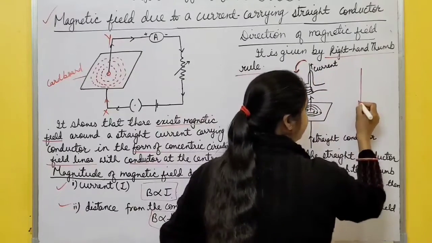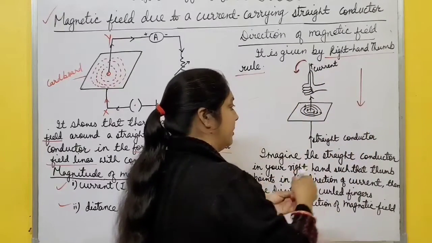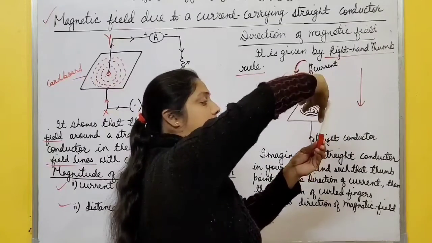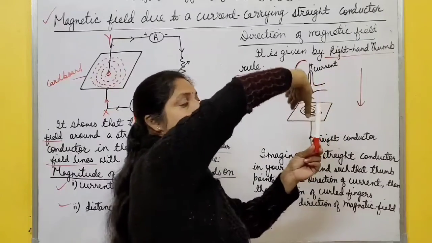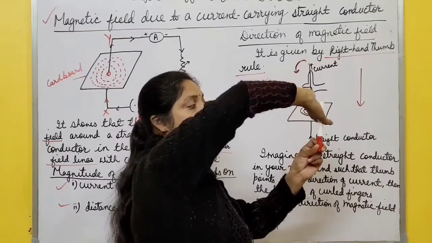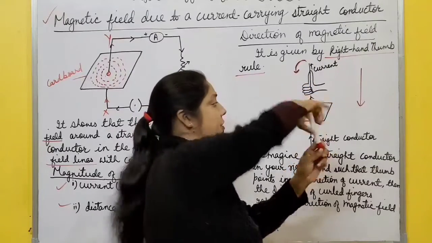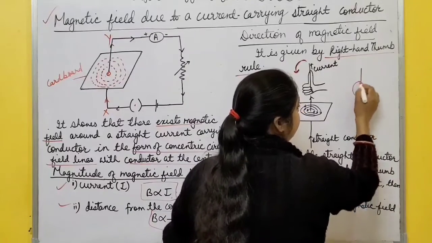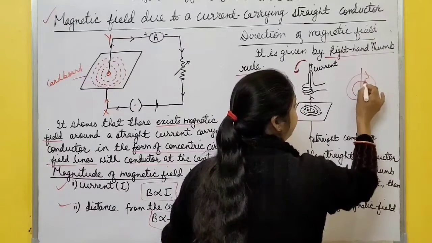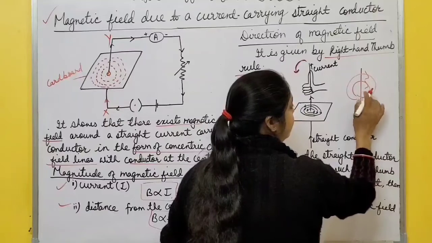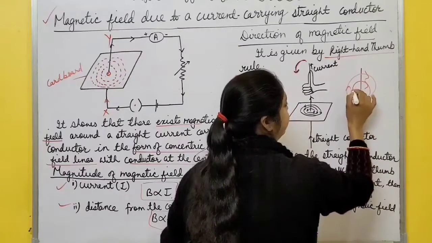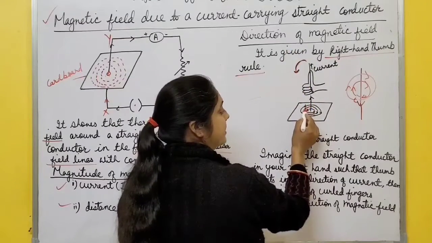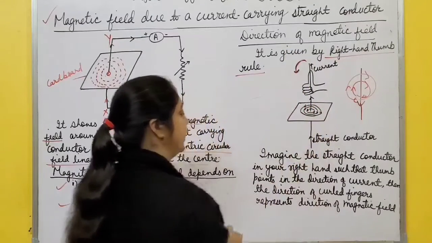Now if current is in downward direction. Imagine this is a straight conductor. This thumb represents the direction of current. This is in downward direction. Curl your fingers. Now they curl in the clockwise direction. So when the current is in downward direction, magnetic field is what? It is in clockwise direction. And when current is in upward direction, magnetic field is in anti-clockwise direction.